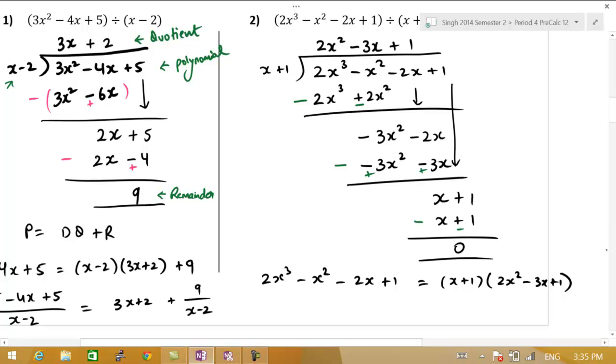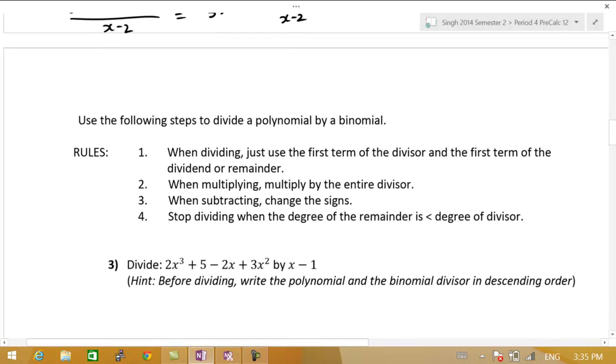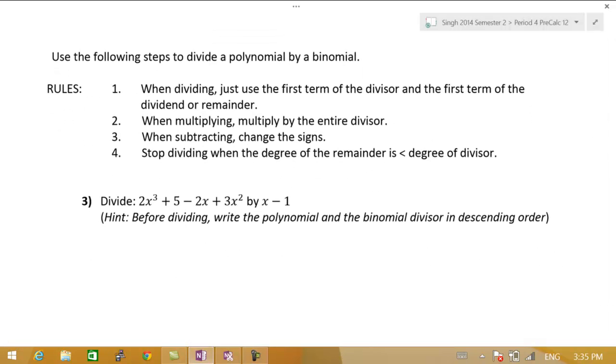Alright, so the steps that we used are now identified over here. You can recap these steps to help you do the next problem, so I'll let you go ahead and read through those steps when you get a chance. Our next example is going to be dividing another polynomial by a binomial, but it's going to be a little bit different from what we've done so far. So let's take a look at example number 3. We want to divide that polynomial by x minus 1.